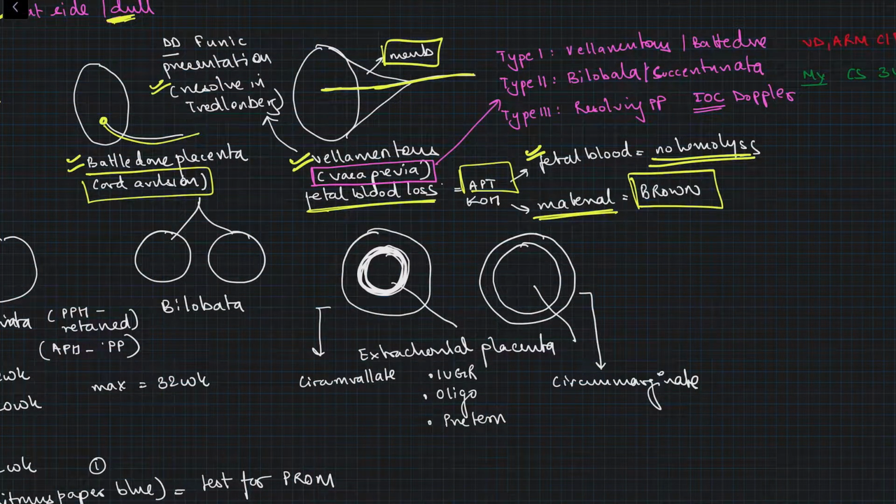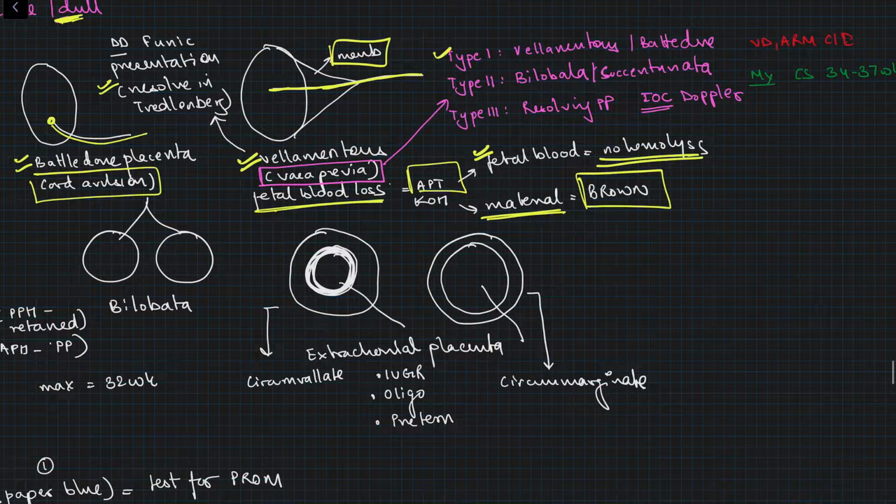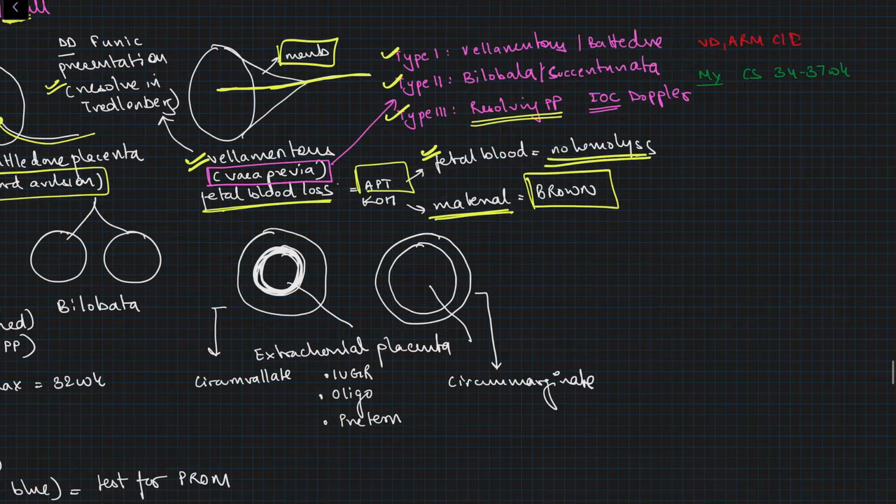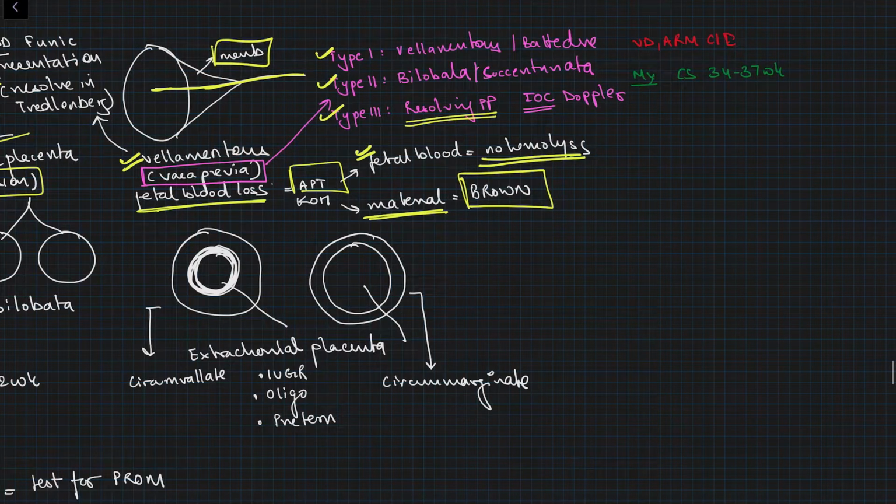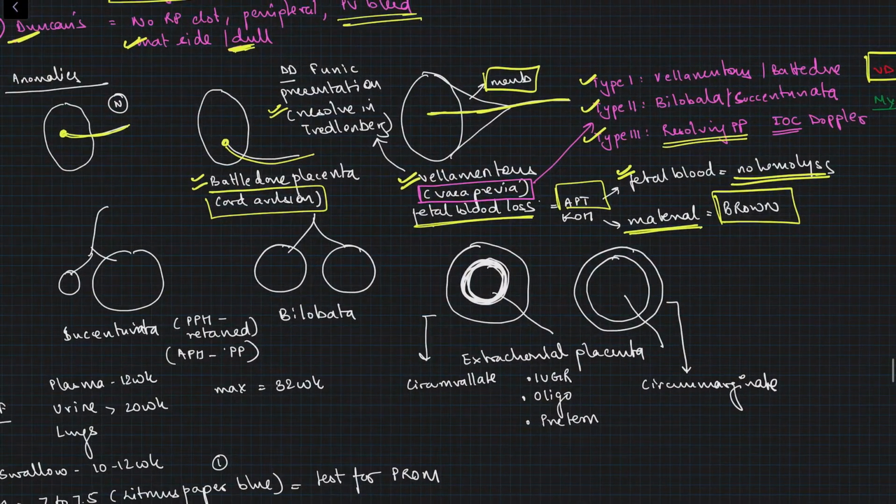Right? So vasa previa, it is of three types: type 1, type 2, type 3. Type 1 is associated with the velamentous or the battledore placenta. Type 2 is associated with bilobata succenturiata. We'll look at it right now. And type 3 is with resolving placenta previa, right? Here the investigation of choice would be a Doppler. For managing, we ask the patient to undergo elective C-section between 34 to 37 weeks, and remember, vaginal delivery and artificial rupture of membrane are contraindicated.